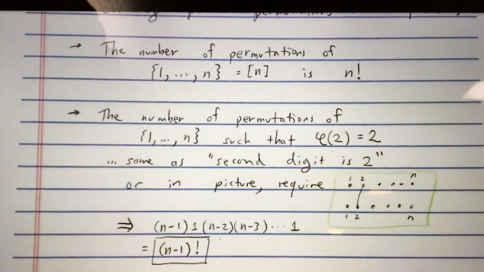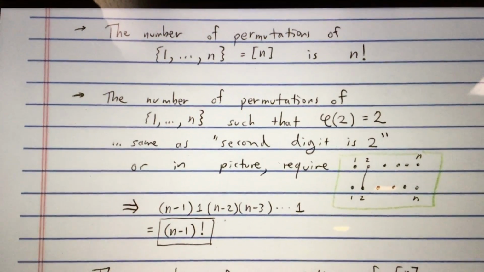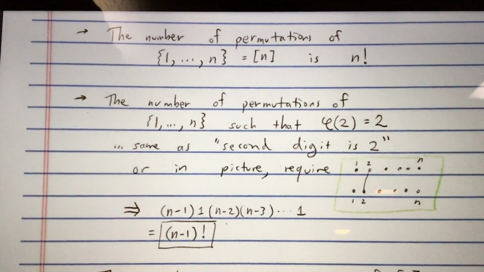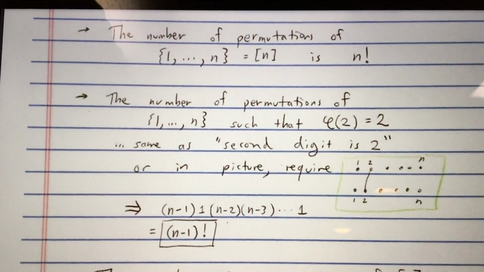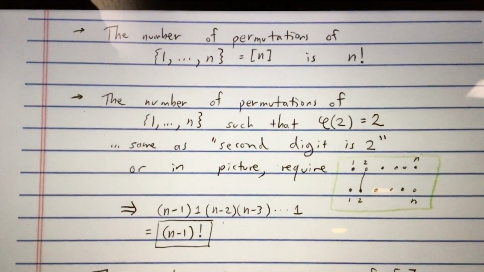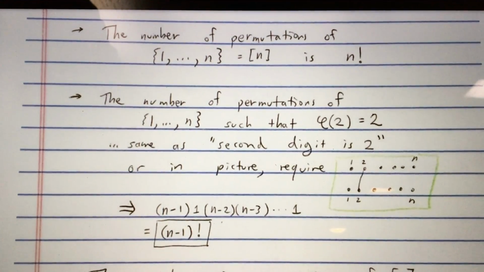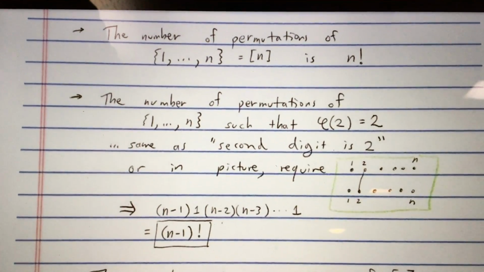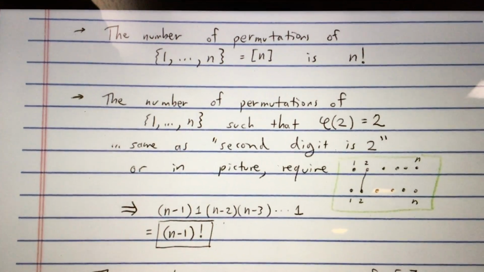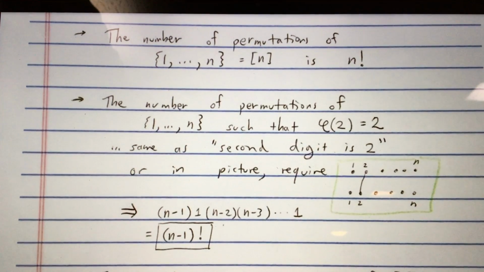So now we add some requirements. So the number of permutations, again, of 1 through n, such that phi of 2 equals 2. So phi is the name for the permutation, thought of as a function. So it takes the numbers 1 through n to the numbers 1 through n. It's the same as saying the second digit is 2 in the list. Or, if you draw the picture, it's the same as saying let's put a string from 2 to 2 to show that the output of 2 is 2.